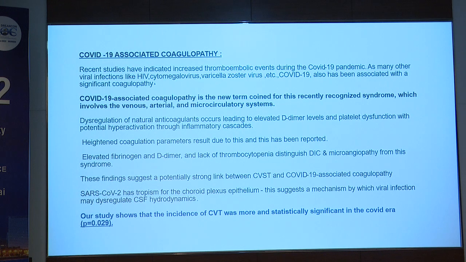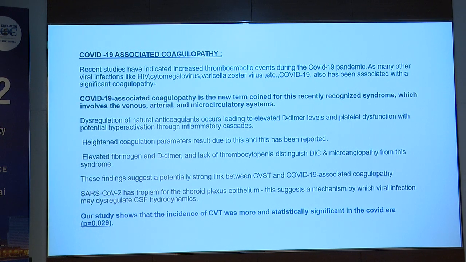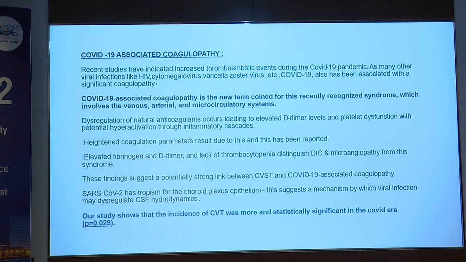A few words on COVID-19 associated coagulopathy. As many other viral infections, COVID-19 is also associated with coagulopathy, and COVID-19 associated coagulopathy is a new term coined for this. There is dysregulation of natural anticoagulants. However, lack of thrombocytopenia distinguishes COVID-19 associated coagulopathy from DIC and microangiopathy. COVID virus has tropism for choroid plexus epithelium. This suggests a mechanism by which the viral infection may dysregulate CSF hemodynamics.